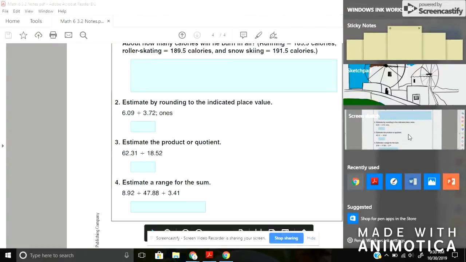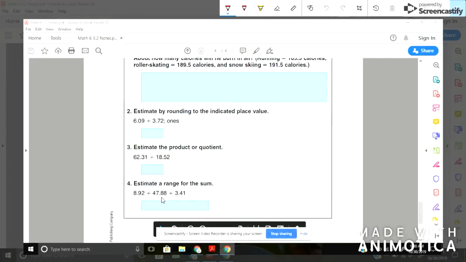All right, sorry I was cut off there, but we're going to do another front end estimation for our last problem. So first step is you take the whole numbers out in front. So that'd be 8 plus 47 plus 3. Okay, well, 47 plus 3 would give you 50, and then 50 plus 8 would be 58. So for our first number, we'd have 58.